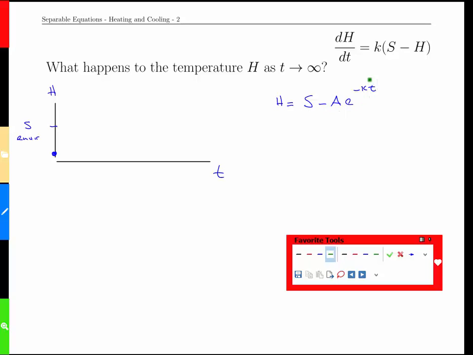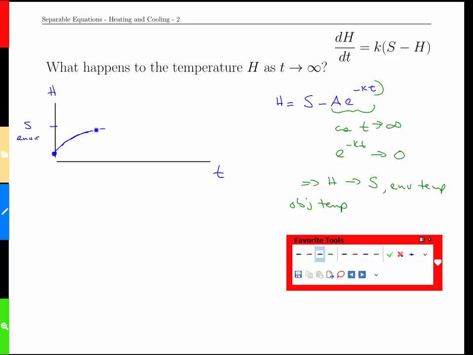If you look carefully at this, the only t is in the exponent. And this expression here, as t goes to infinity, is a negative exponential, and so it will approach 0 in the long run. Well, if that's the case, then H is going to approach S, the environment temperature. What's H? It's our object temperature. So in the long run, the temperature of any object is going to approach the temperature of its environment, and it's going to do so in an exponential decay type form.